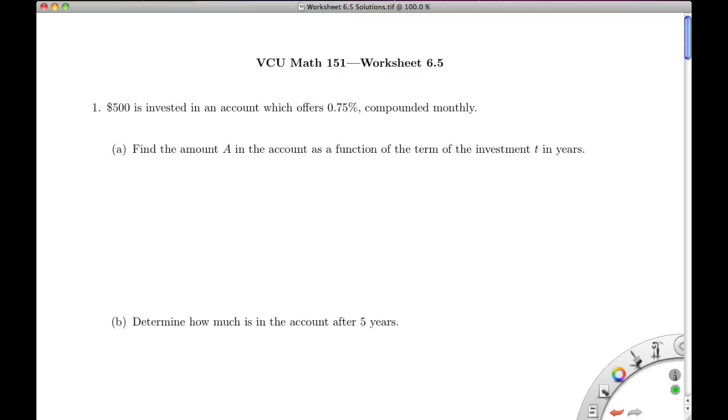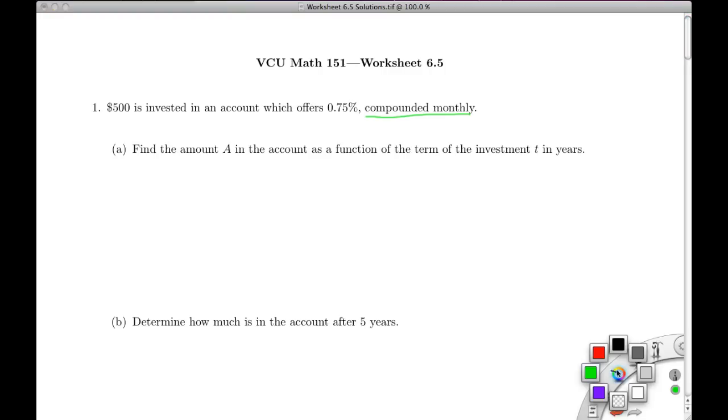We're told that we're investing $500 into an account that bears interest at 0.75% compounded monthly. So for part A, we're basically asked to come up with a formula for the amount that's a function of time in years. Now the fact that we have this interest compounded monthly tells us that we're going to use a specific form. So we've got two different formulas for compounded interest: interest that's compounded a discrete number of times within a year versus continuously compounded interest. In this case, since it's compounded monthly, it's compounded 12 times each year. So we've got the discrete form.